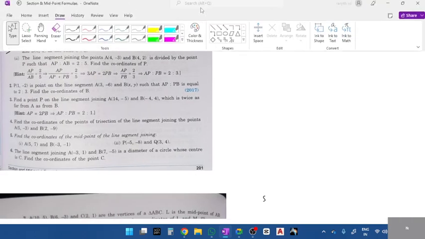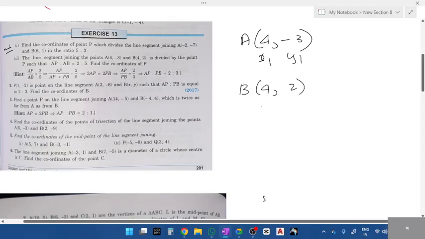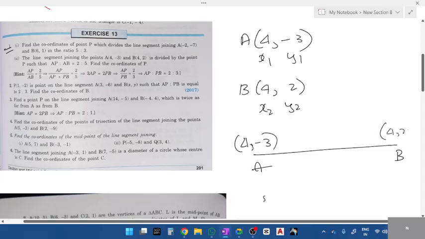Before that, just tell me the value, students. First main, second one. Which one will be the reference point? P is the reference point here. So what will you take x1, y1 as? A. For B, what will you all take? X2, y2. So basically same concept, A is between 4 and minus 3, and B is 4 and 2.